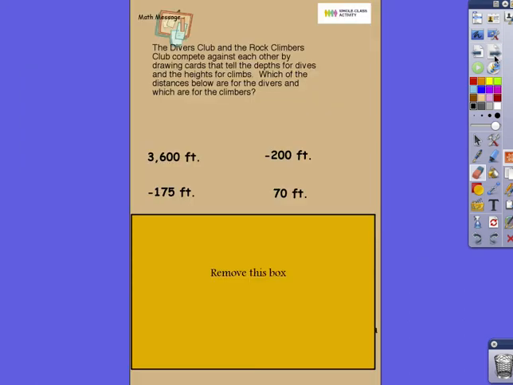Math message for today: the Divers Club and the Rock Climbers Club compete against each other by drawing cards that tell the depths of the dives and heights for climbs. Which of these distances below are for divers and which are for climbers?